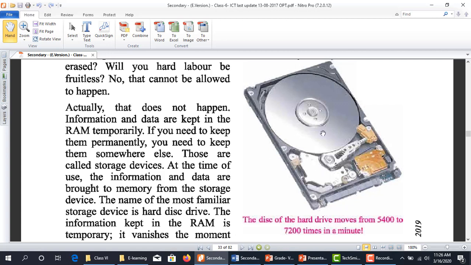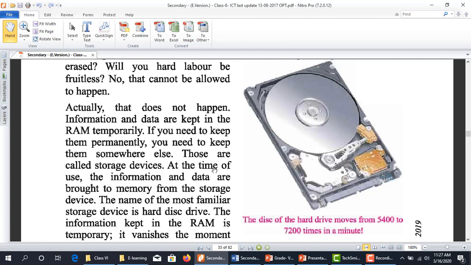That is the picture of the hard disk. A hard disk can be more than 4 terabytes nowadays. 1 terabyte means 1024 GB, so 1024 multiplied by 4 will be 4 terabytes. The memory system starts from the byte. 1 byte means 8 bits. Then 1024 bytes means 1 kilobyte.